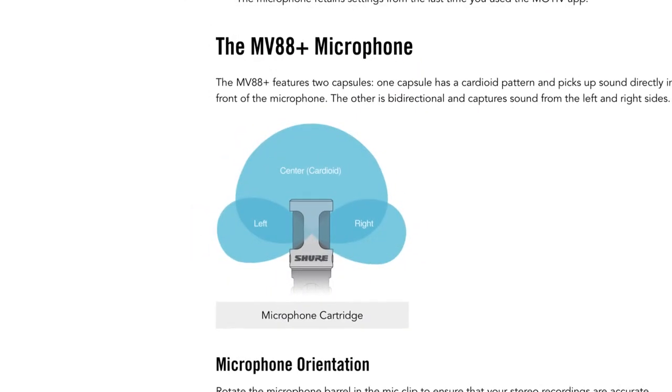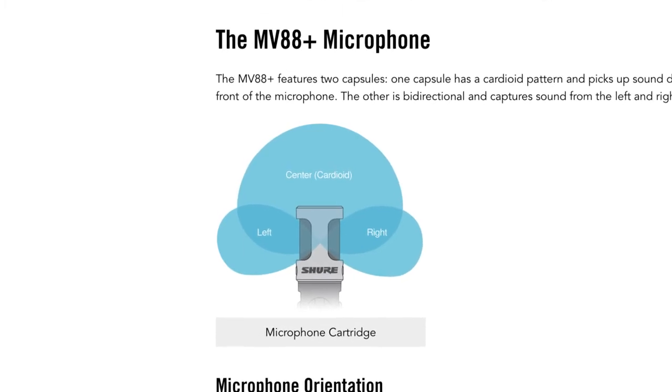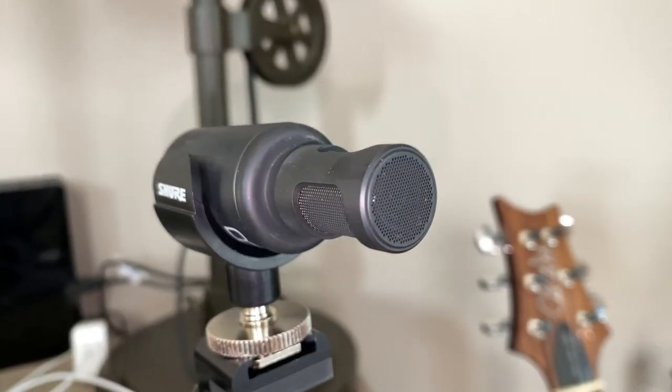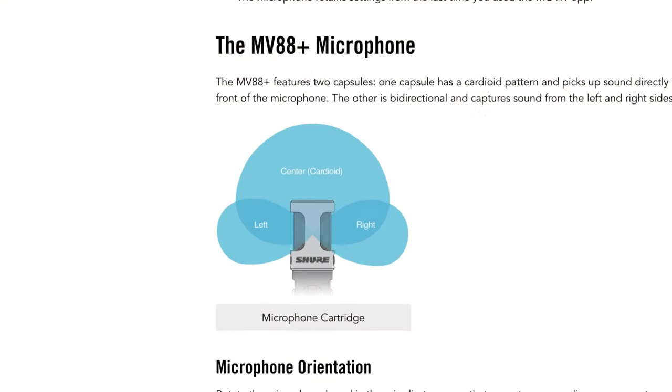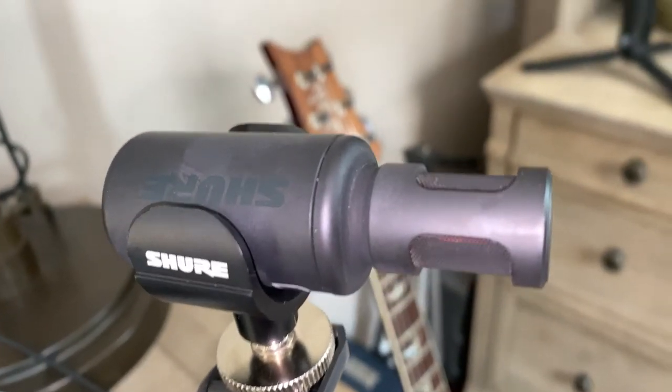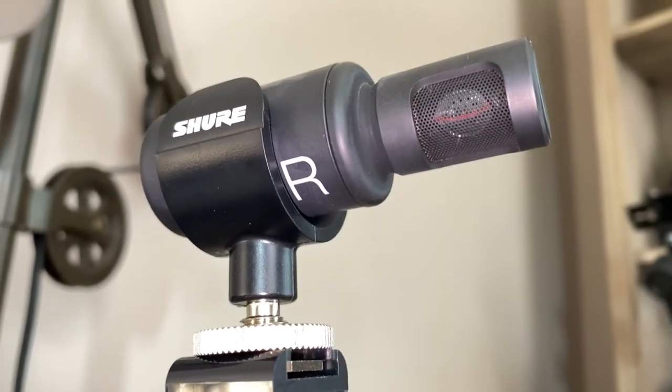The MV88 contains two separate microphones, each with its own polar pattern. A very common cardioid type mic, which is generally most sensitive to sounds coming from right in front of it, and a slightly less common XY bidirectional mic, which is most sensitive to sounds coming from either side of it.